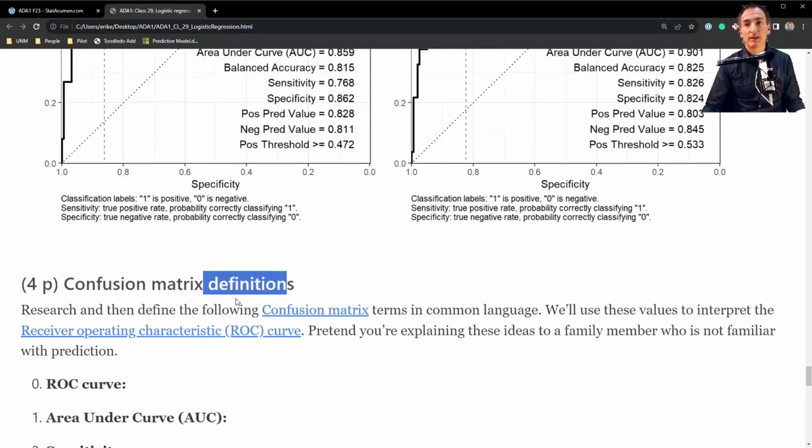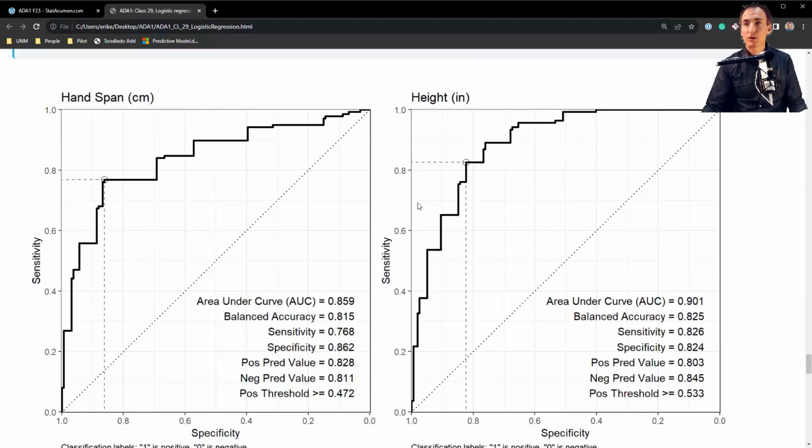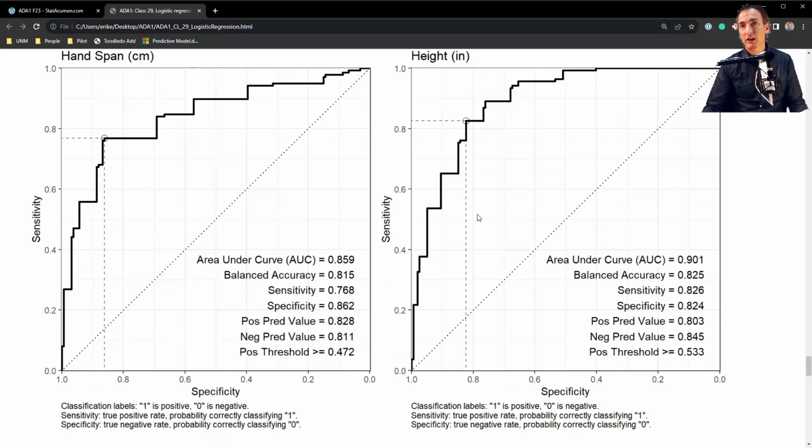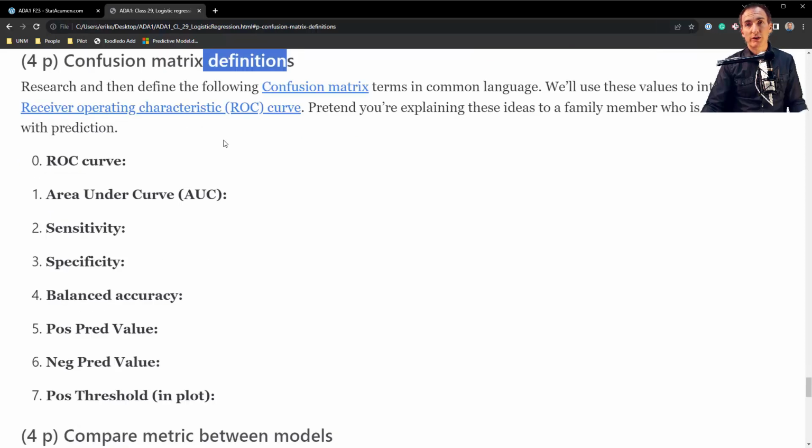We're going to define these terms, we're going to interpret them, and then we're going to decide which of these 2 models we prefer. I'll just say right off the bat, these are both pretty good and pretty close to each other. Okay. All right, we're going to drill down on that in a moment.